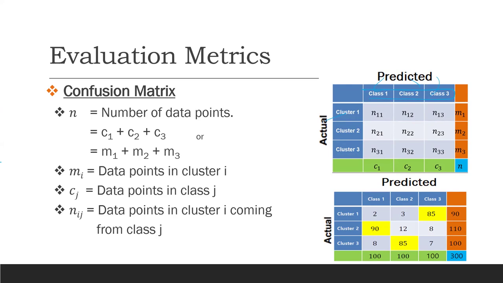That N is equal to C1 plus C2 plus C3. Why am I saying C1, C2, C3? C1 is the sum of N11 plus N21 plus N31. C2 is the sum of these three. C3 is N13, N23, N33. So C1 plus C2 plus C3 is also equal to N. Or you can take M1 plus M2 plus M3, the sum of each row: the sum of these three is M1, the sum of these three is M2, the sum of these three is M3.